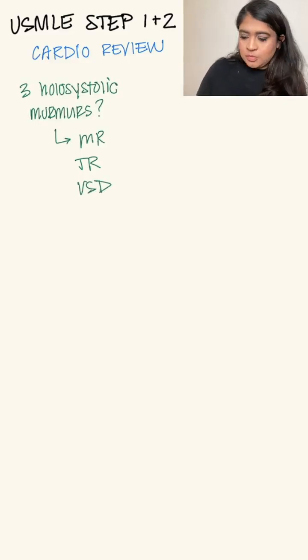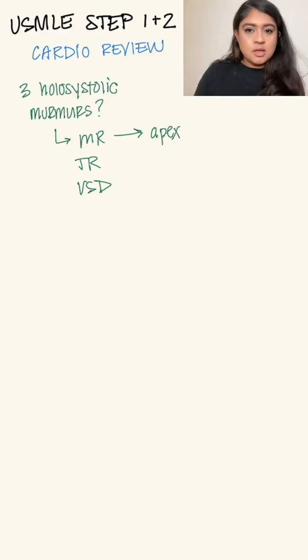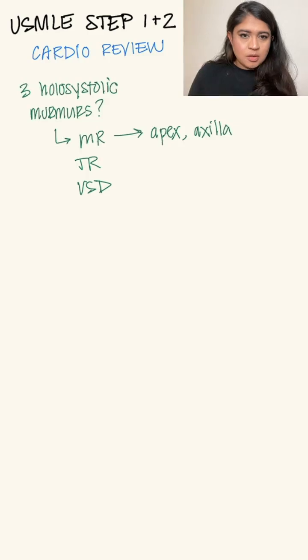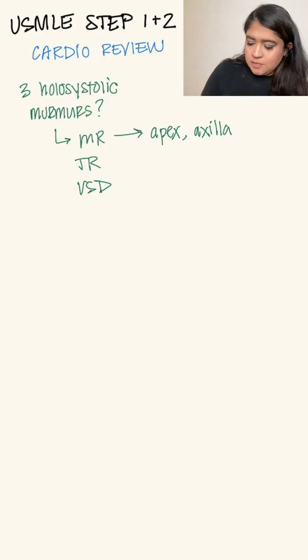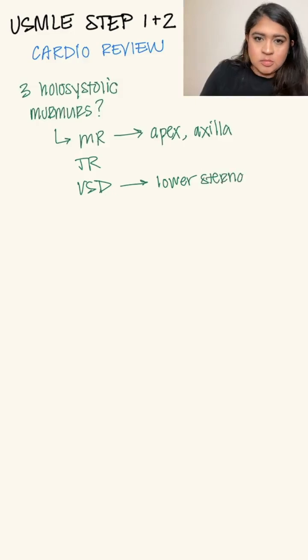Good. Mitral regurgitation, they would talk about a murmur you hear at the apex, and it radiates to the axilla. Huge buzzwords for this one. Okay. VSD, you hear that right above the tricuspid region, so at the lower sternal border. Okay, is where they'll talk about this.